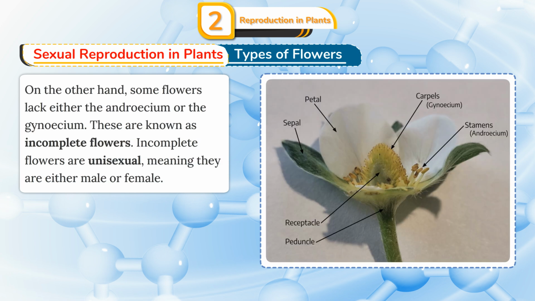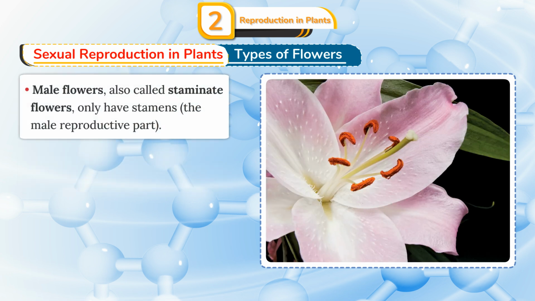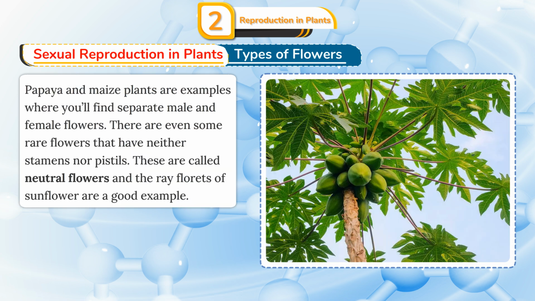On the other hand, some flowers lack either the androecium or the gynoecium. These are known as incomplete flowers. Incomplete flowers are unisexual, meaning they are either male or female. Male flowers, also called staminate flowers, only have stamens, the male reproductive part. Female flowers, also called pistil flowers, only have pistils, the female reproductive part.